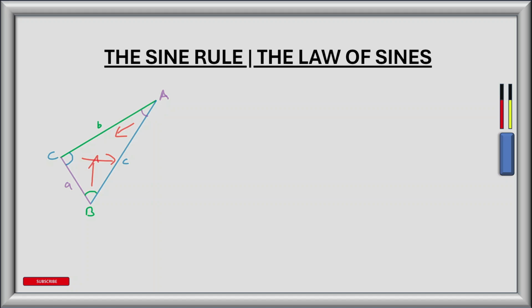The sine rule is as follows. It says sine of the angle A divided by the length of side a is equal to sine of the angle B divided by the length of side b is equal to sine of the angle C divided by the length of side c. Or it can be written as the length of side a divided by the sine of angle A is equal to the length of side b divided by the sine of angle B is equal to the length of side c divided by the sine of angle C.